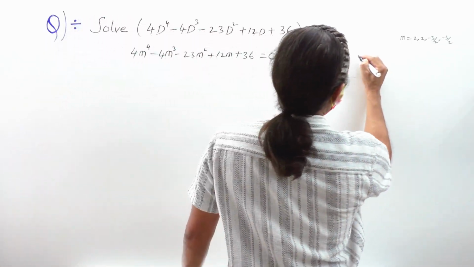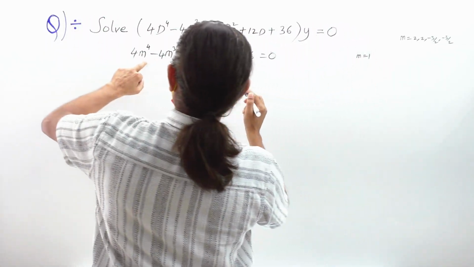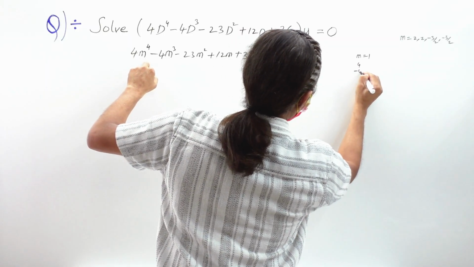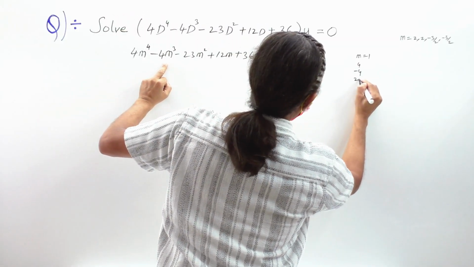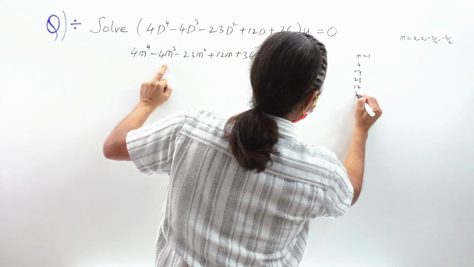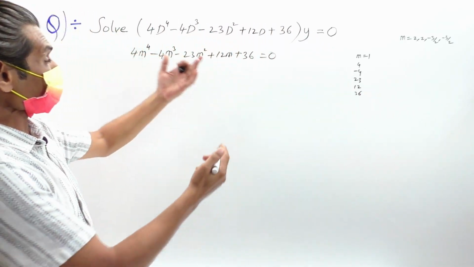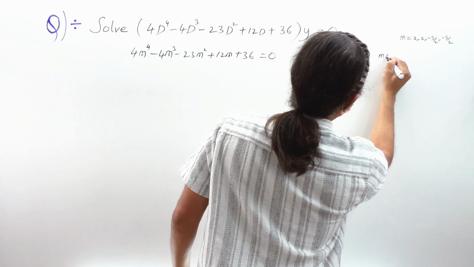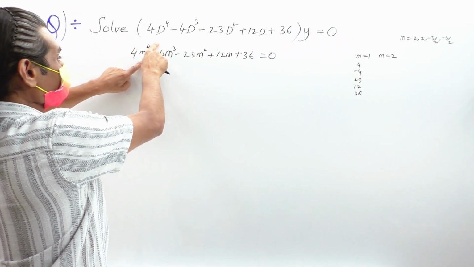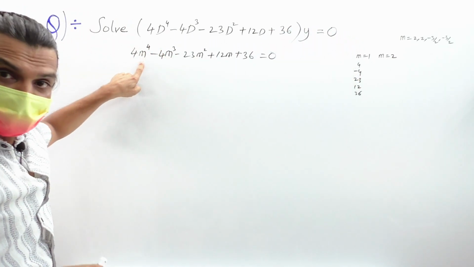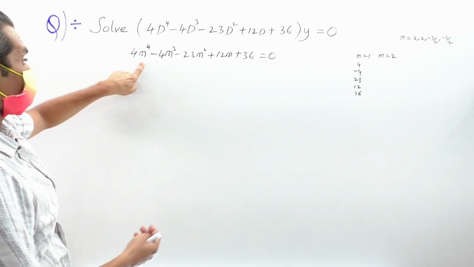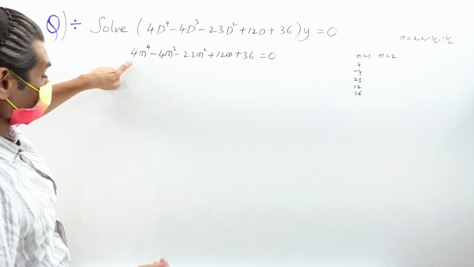Okay, so let's check it with 1. If m is equal to 1, I put here 4, minus 4, minus 23, 12 into 1, 12, 36. So it is 0, 23. So it's not becoming 0. Next I'll check with m is equal to 2. 2 raised to 4 is 16. In place of m, put 2 and check whether it gives the result 0 or not. 2 raised to 4 is 16, 16 times 4 is 64.